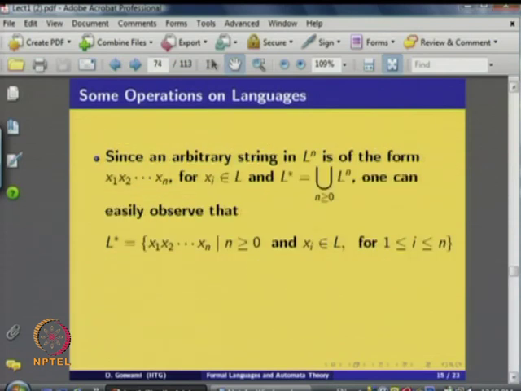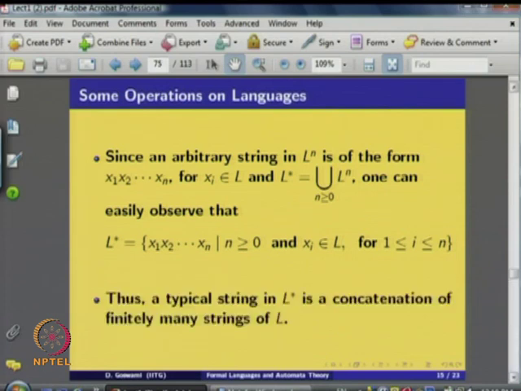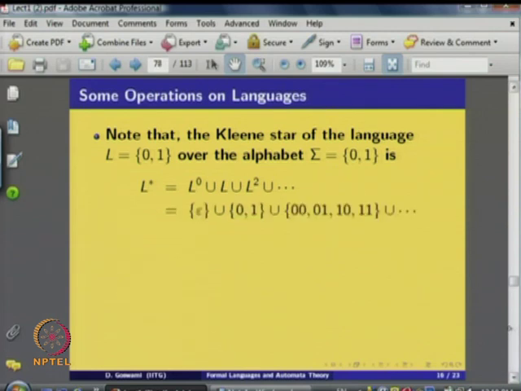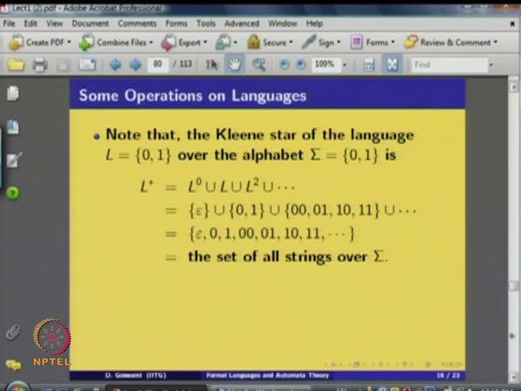Since an arbitrary string in L to the n is of the form x1 x2 up to xn, for some xi belonging to L, and L star is denoted as the union of all those L to the power n for n greater than or equal to 0, we see that L star can be written as x1 x2 ... xn for some xi belonging to L. That means a typical string in L star is a concatenation of finitely many strings of L. Note that the Kleene star of the language L equal to 0, 1 over the alphabet 0, 1 is L star, which is the union of L to the power 0, union L, union L squared, and so on. So, which is nothing but the singleton of epsilon union 0, 1, union 00, 01, 10, 11, and so on. Eventually, we will get the set of all strings over sigma.